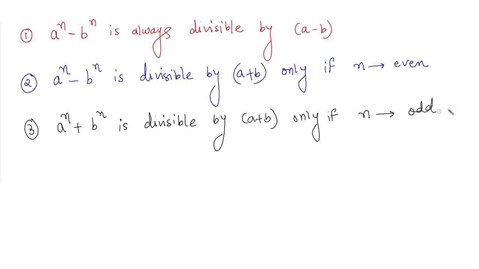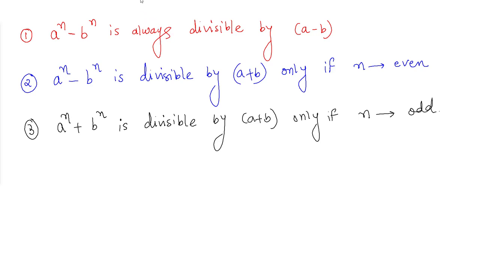Okay everyone, let me repeat all three statements. A to the power n minus b to the power n is always divisible by a minus b. Okay, a to the power n minus b to the power n is divisible by a plus b only if n is even. Okay, and a to the power n plus b to the power n is divisible by a plus b only if n is odd number. Okay everyone, now how to use these properties?